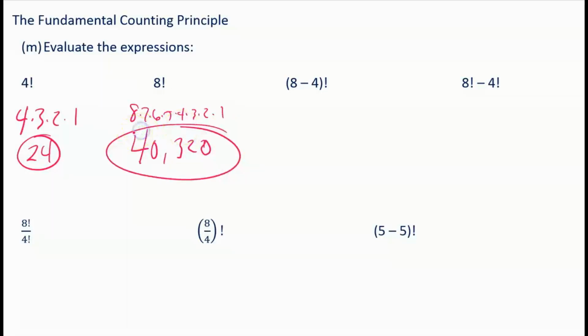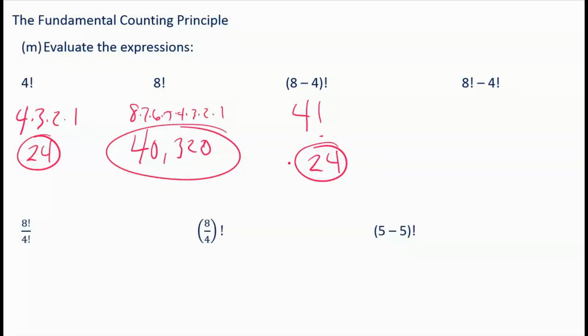40,320 for 8 factorial. Now here, notice the parentheses. You don't go 8 factorial minus 4 factorial. That's what this last problem on the top row is. 8 minus 4 factorial is the same as 4 factorial. Just do what's in the parentheses first. The factorial is on the outside, and we already know 4 factorial is 4 times 3 times 2 times 1, which is 24.